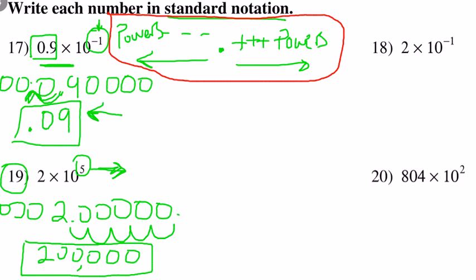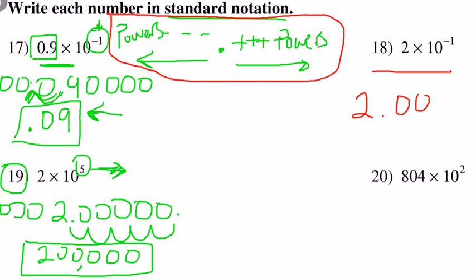All right, hopefully you did well on those. If you got hung up somewhere, though, let's see if we can't get you unstuck. So let's take a look here on number 18. We have 2 times 10 to the negative first. I know my decimal point right here is 2 point.